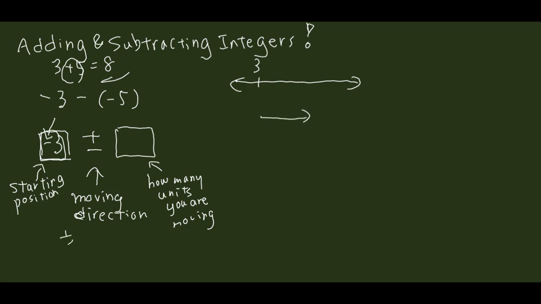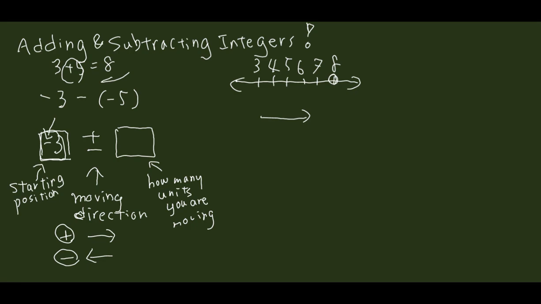Moving direction, if it's a plus, you move to the right. If it's a minus, you move to the left on a number line, okay? On the number line, right hand side is bigger, left hand side is smaller, okay? So it's a plus, you move to the right. How many units? 5 units. So 1, 2, 3, 4, 5. So that's 3, 4, 5, 6, 7, 8. That's why you get 8 as your answer, right?